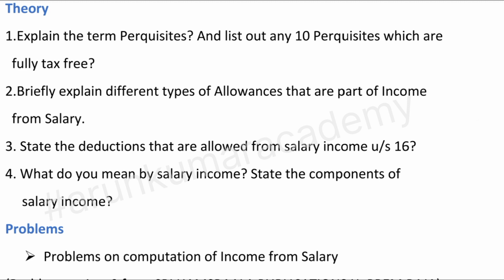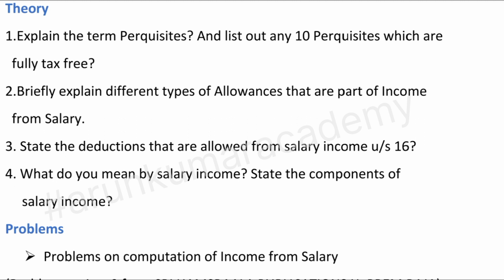Then question number 3, state the deductions that are allowed from salary income under section 16. So while computing the income from salary, 3 deductions are allowed, like standard deduction under section 16(1), then entertainment allowance under section 16(2), then professional tax or employment tax under section 16(3).